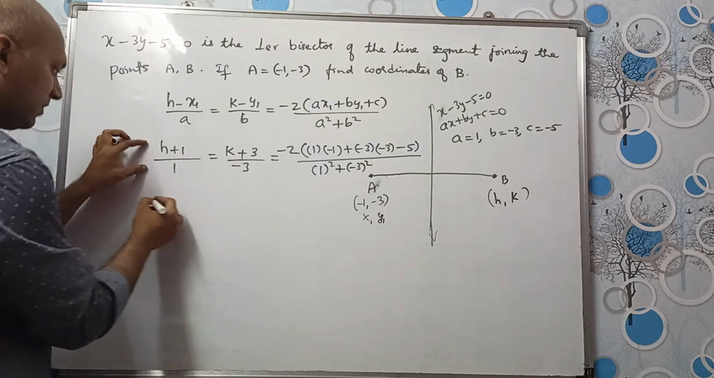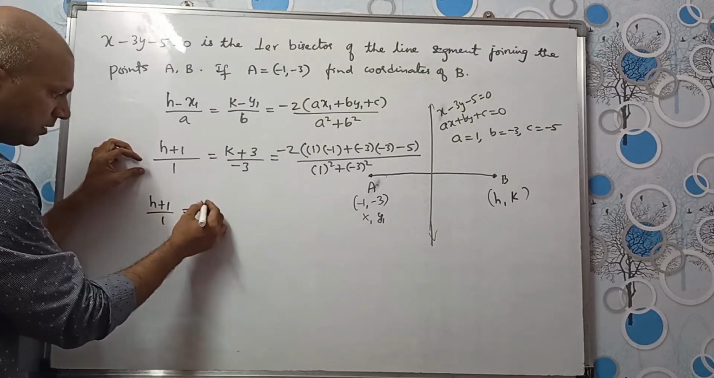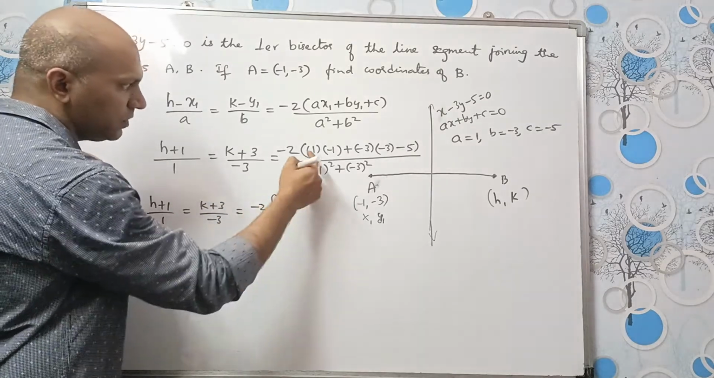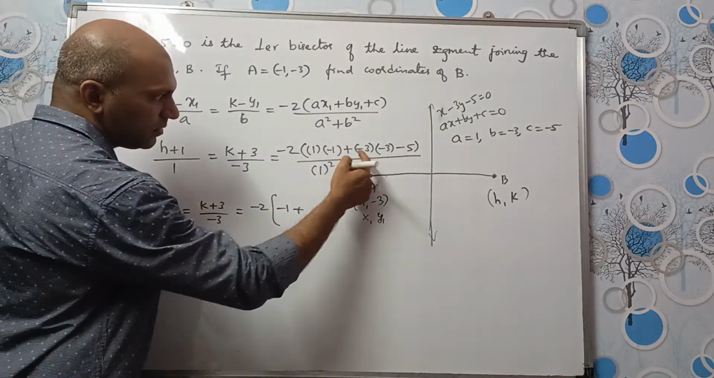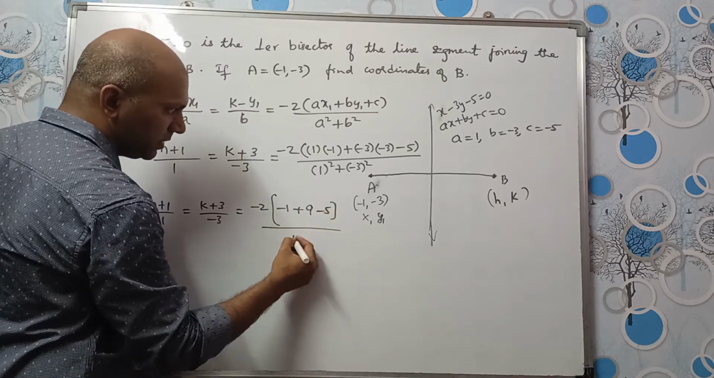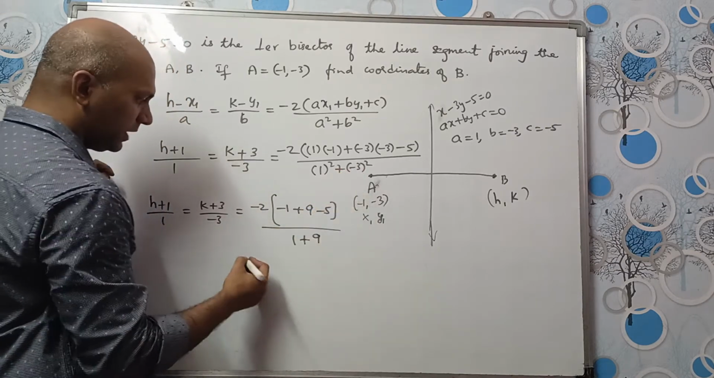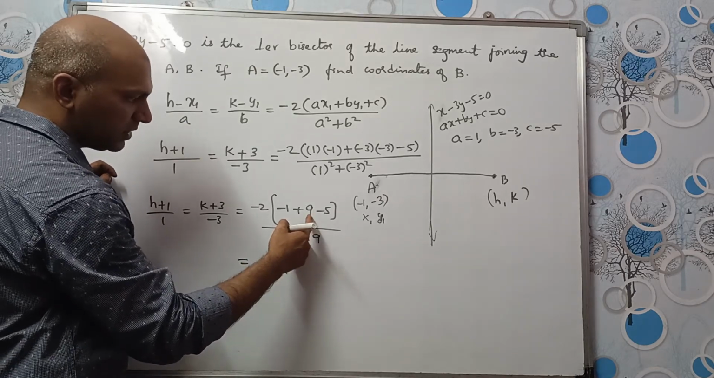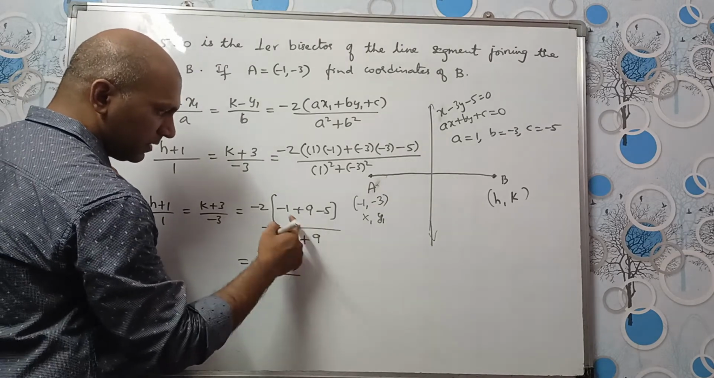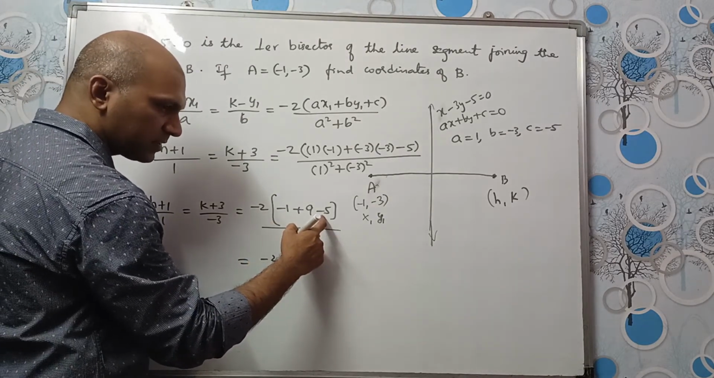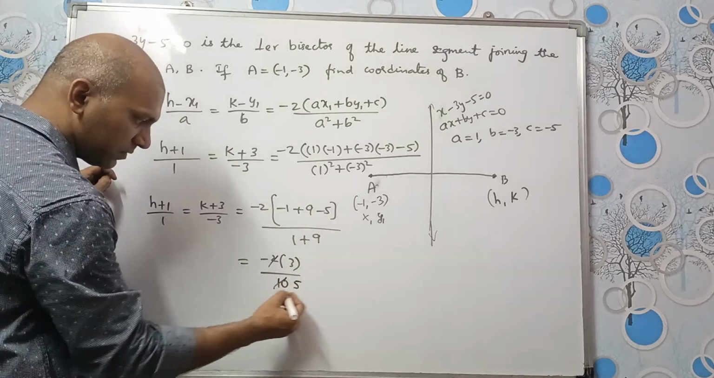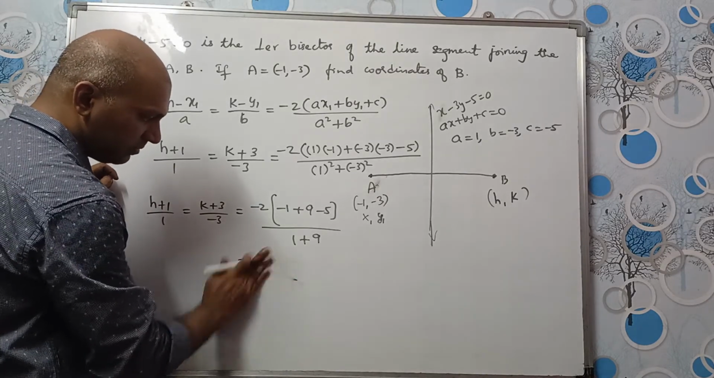Alright, let us simplify. h plus 1 by 1, k plus 3 divided by minus 3, minus 2, minus 1, 3 threes are 9, minus into minus is plus, minus 5 divided by 1 plus 9. Minus 2, this is how much? 9 minus 6 is 3. Minus 1 minus 5 is minus 6, minus 6 plus 9 is 3. This is 10. So if you simplify, this will be minus 3 by 5.